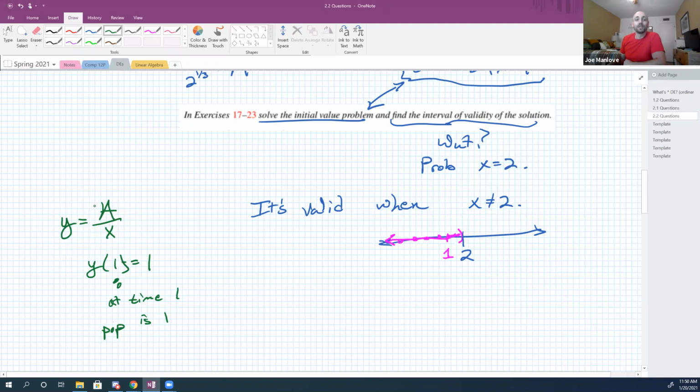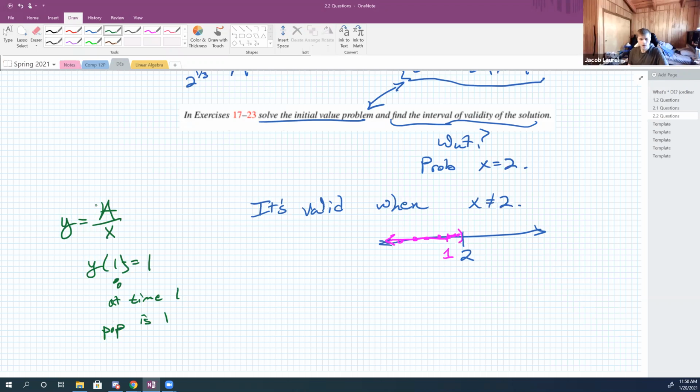Okay, so our discontinuities are going to give us the edges of all the possible intervals. And then our initial condition tells us which interval we're in. And then the interval of validity is the interval containing that initial value.